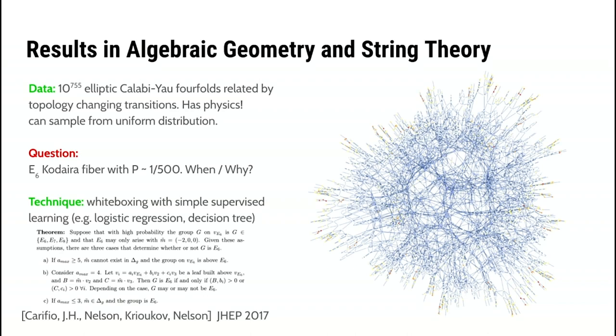So in the context of our work, what we did was we trained a bunch of different algorithms. We trained a logistic regression, we trained a decision tree, we trained some others. And what we found is that by opening up the box, we were able to recognize that there were certain features that were critical for making the decision: does this geometry contain this E6 Kodaira fiber or not? And based on recognizing that there was a critical decision variable, we were able to write down some sort of conjecture that was iteratively refined and eventually ended up at this, that is a provable theorem.